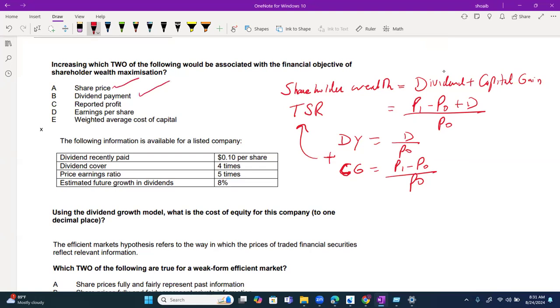So technically the answer of this question is that we should increase the share price. We should increase the dividend payment. So what about reported profit, EPS, weighted average cost of capital? No, direct objective is increasing dividend, increasing share price. So A and B are the answer. Simple. Okay, next question.